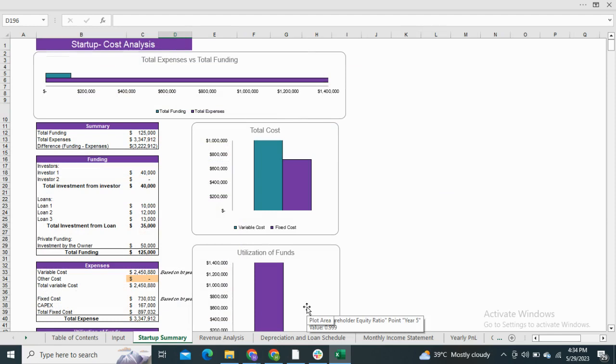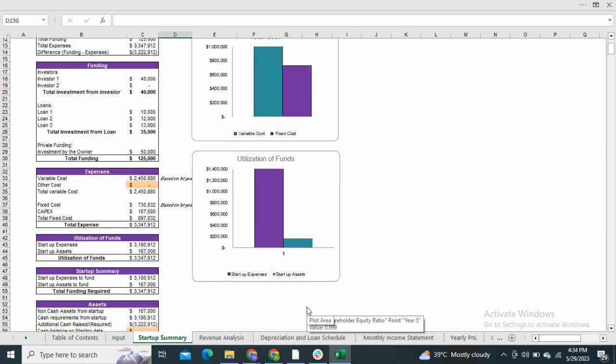Next, we have the startup summary. The startup summary is the estimation of how much investment is required for the business, and it also consists of the graphical representation of total cost and utilization of funds.